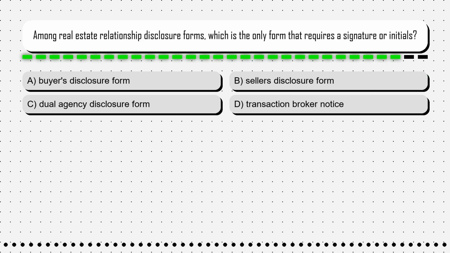Question 77. Among real estate relationship disclosure forms, which is the only form that requires a signature or initials? Option A, buyer's disclosure form. Option B, a seller's disclosure form. Option C, dual agency disclosure form. Option D, a transaction broker notice.